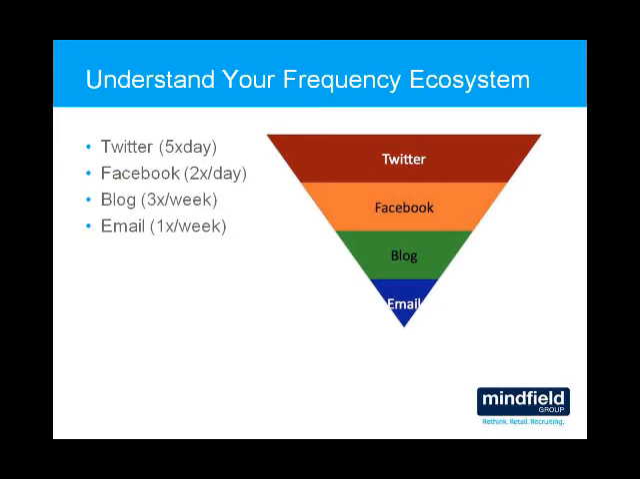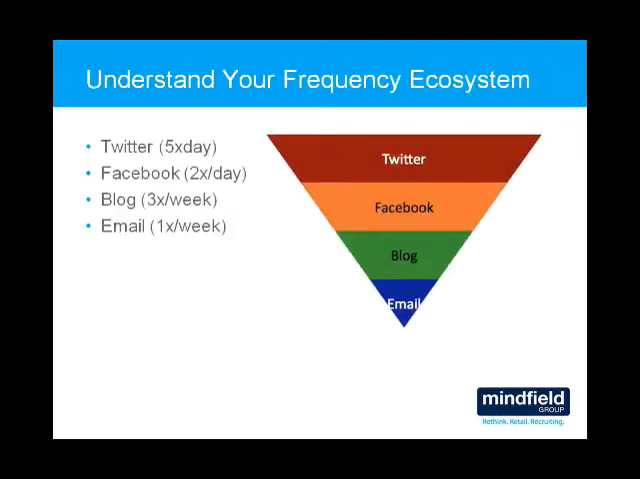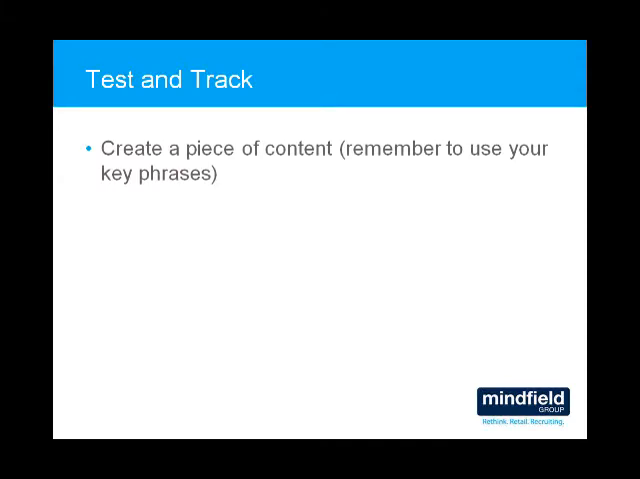This is really critical because I'm going to show you how this all cascades into very effective information. So, testing and tracking. Let's create a piece of content, and let's consider your first rung. Twitter, Facebook, a blog, and then email campaigns are your four rungs of social media, quote-unquote, outposts. So the first thing is create a piece of content, right? Remember to use your key phrases.